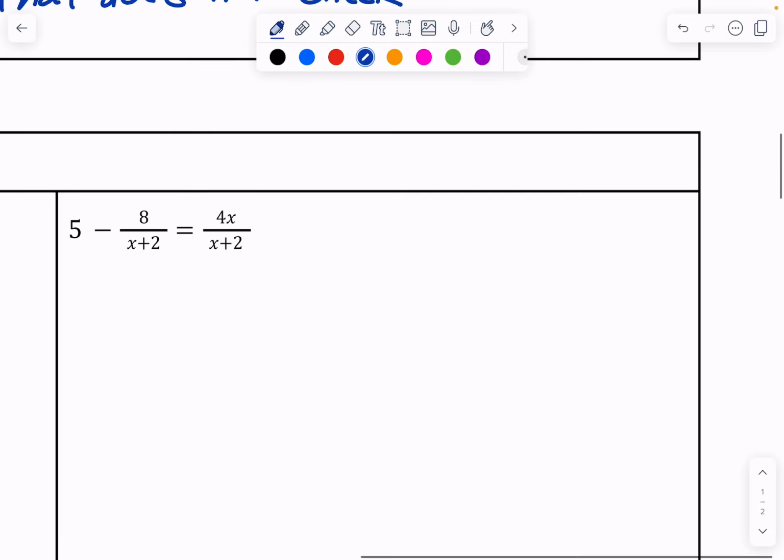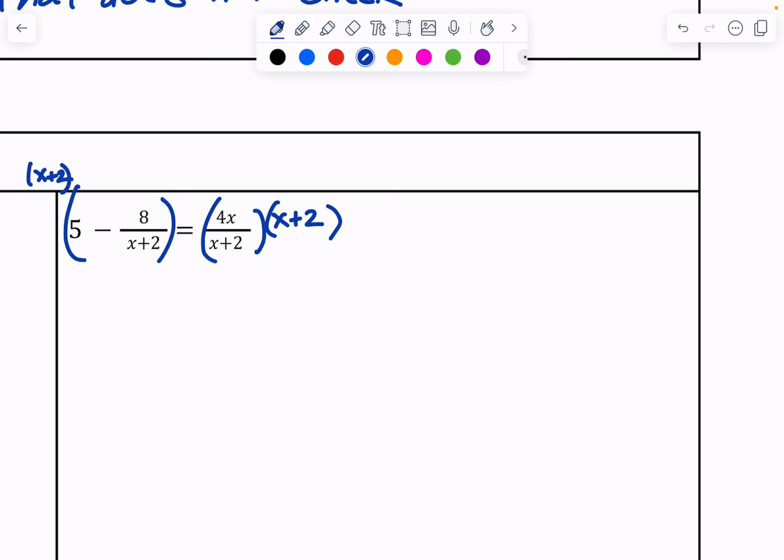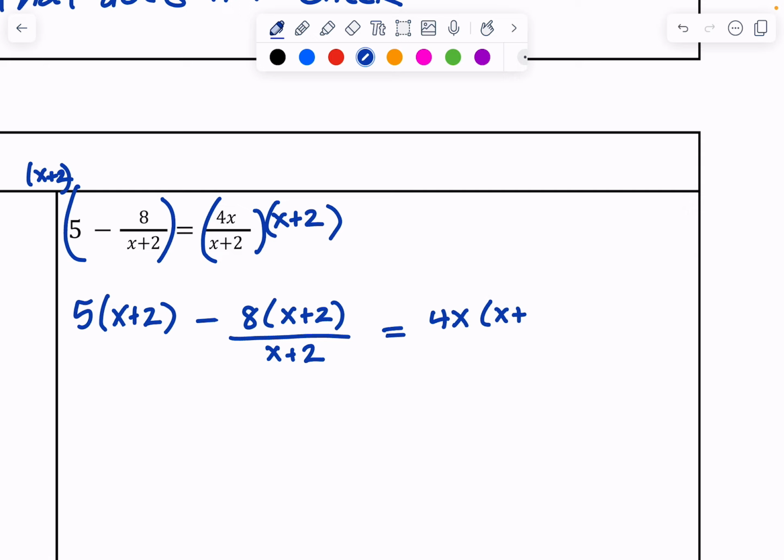All right, for this next problem, we have 5 minus 8 over x plus 2 equals 4x over x plus 2. So we are going to multiply both sides by x plus 2. I don't have a ton of space, but I don't want to rewrite it. Okay, so we're going to multiply that out. We're going to have 5 times x plus 2 minus 8 times x plus 2 over x plus 2 equals 4x times x plus 2 all over x plus 2.